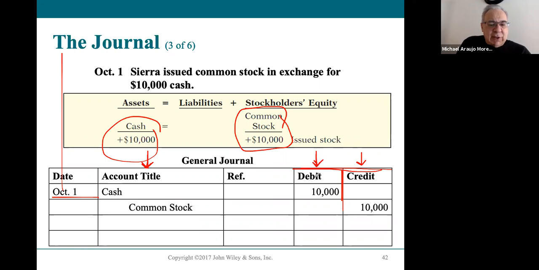Notice that the very first column the numbers go in is the debit column. And so the very first account that's listed is the account where the debit is going. So here we said cash would get the debit. So we list the cash account title, and the debit of 10,000 gets written in the journal. Common stock is the second account that's affected. It's affected on its credit side. Notice the credit column is the second column.